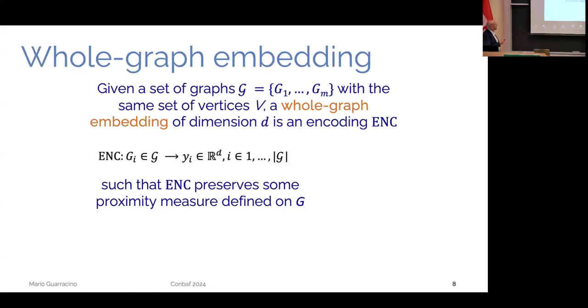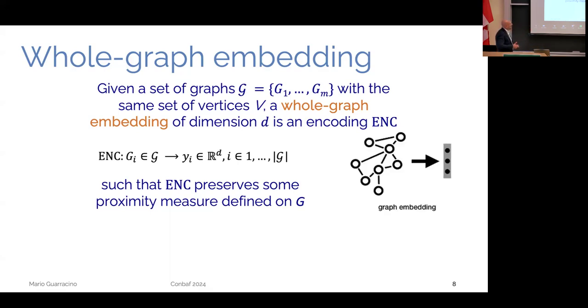In this case, if we use the same notation and the same idea of encoding, we have a set of graphs, G1 to GM, with the same set of vertices. Of course we need to fix this. A whole graph embedding is again a function that, given a graph in this set of graphs, associates a vector in R^D. Of course, there are as many vectors as the graphs contained in G. And this encoding should preserve some proximity measures that are defined on the graph.